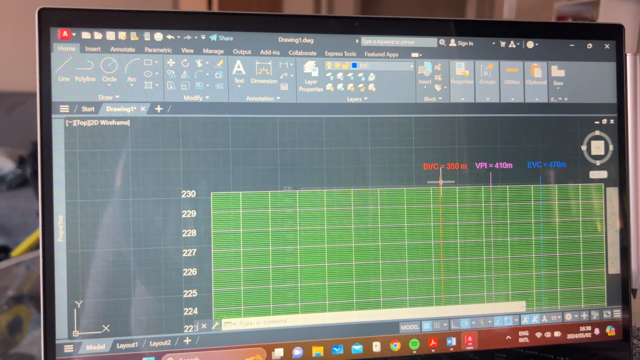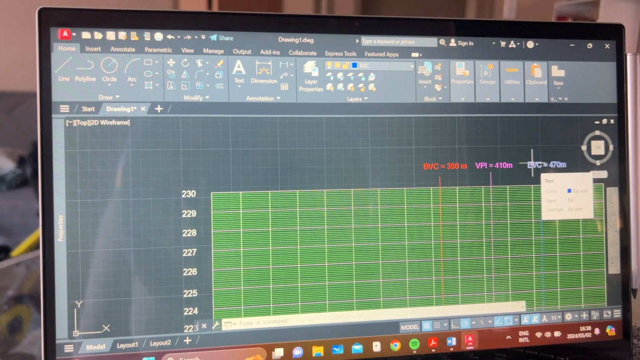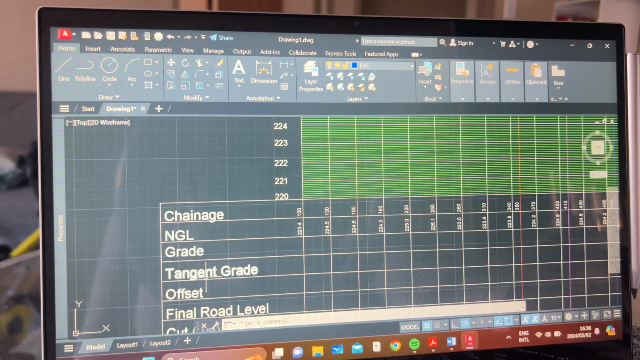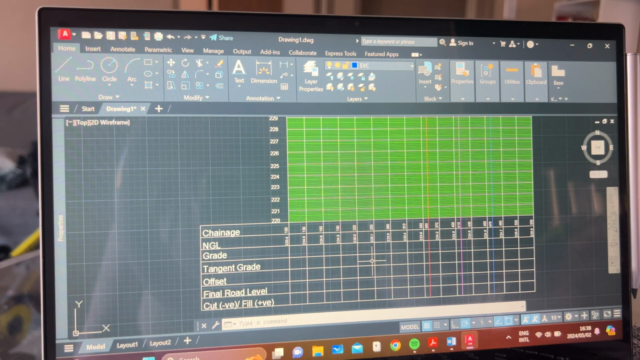So in the previous video, we covered how to essentially locate and show your VPI and how to calculate your beginning of the vertical curve or your BVC and how to calculate your EVC or the end of your vertical curve. On today's video, we are swiftly going to move into calculations, which would be your grade calculations and then your tangent grades, your offsets, final road levels, and the like. So I'm assuming this could possibly be the last one because we won't be doing calculations manually as we go. I'll just be sharing some tips on how I go about it.